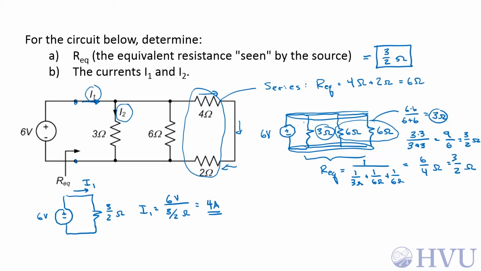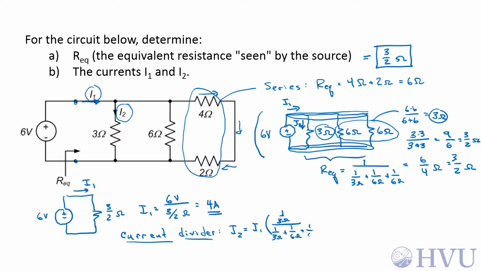If I take a look at this first reduced circuit up here, I2 is the current through this 3 ohm resistor. I can use a current divider if I want to. If I1 is 4 amps, from a current divider, I2 is going to be I1 times 1 over 3 ohms, that conductance, over 1 over 3 ohms plus 1 over 6 ohms plus 1 over 6 ohms, which is 4 times a half, which is 2 amps.